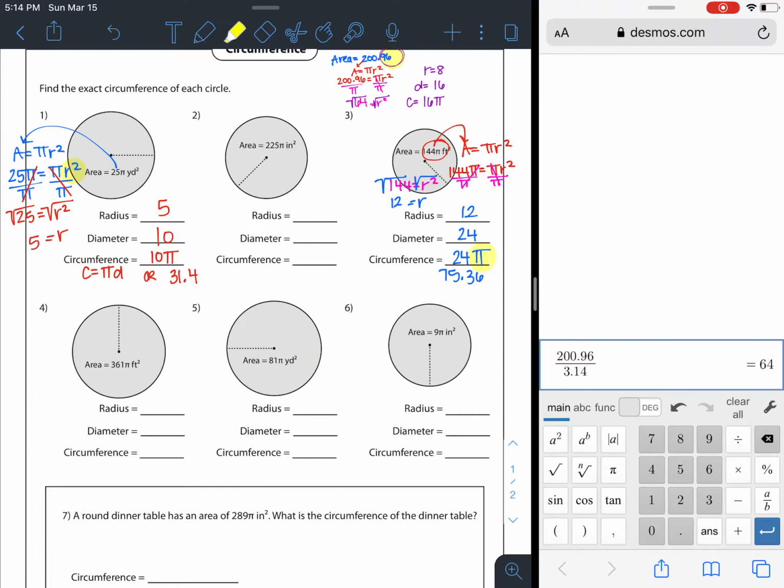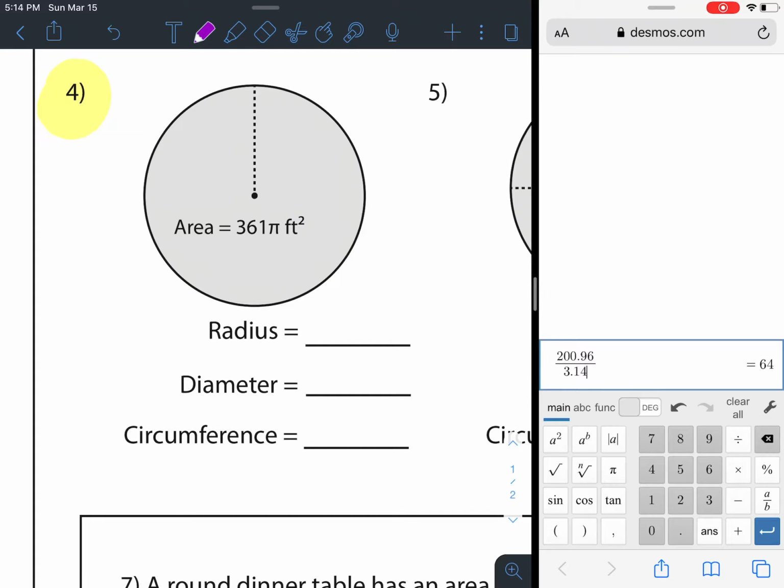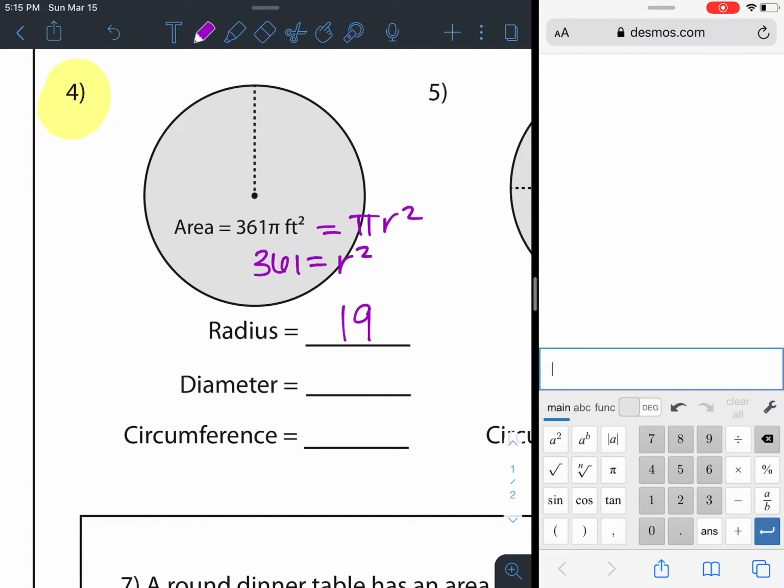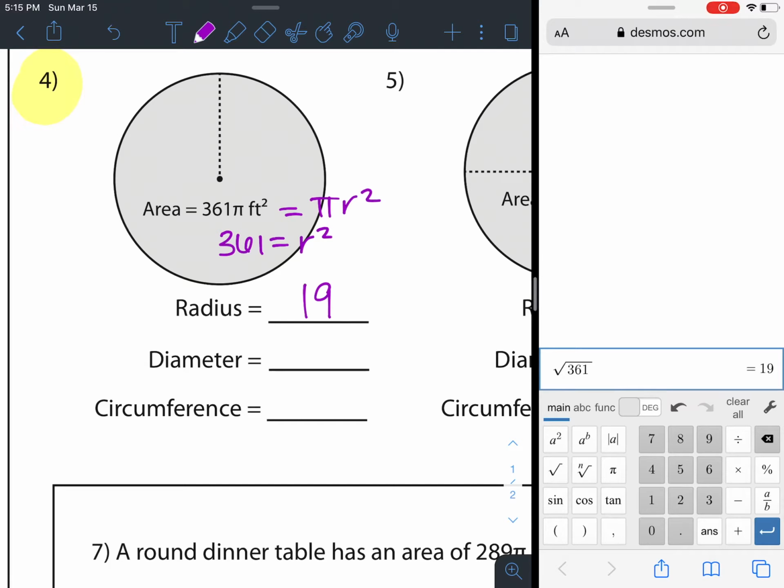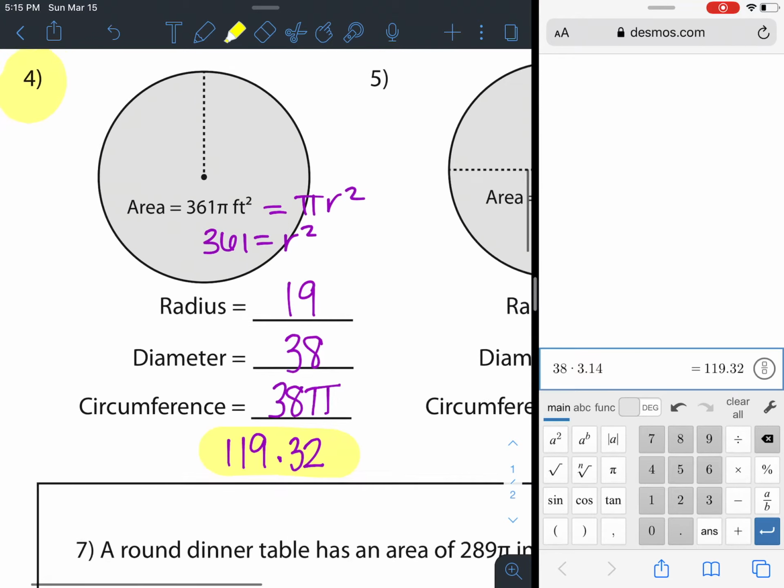All right, go ahead and pause this and try 4 and 6 on your own. All right, for 4, when you divide both sides by pi, 361 equals r squared, so the radius should have been 19. Then the diameter is 38, so the circumference is 38 pi. If you want to multiply, it's 119.32. Remember, if you do Big Ideas, you have to multiply. You can't enter the pi symbol.